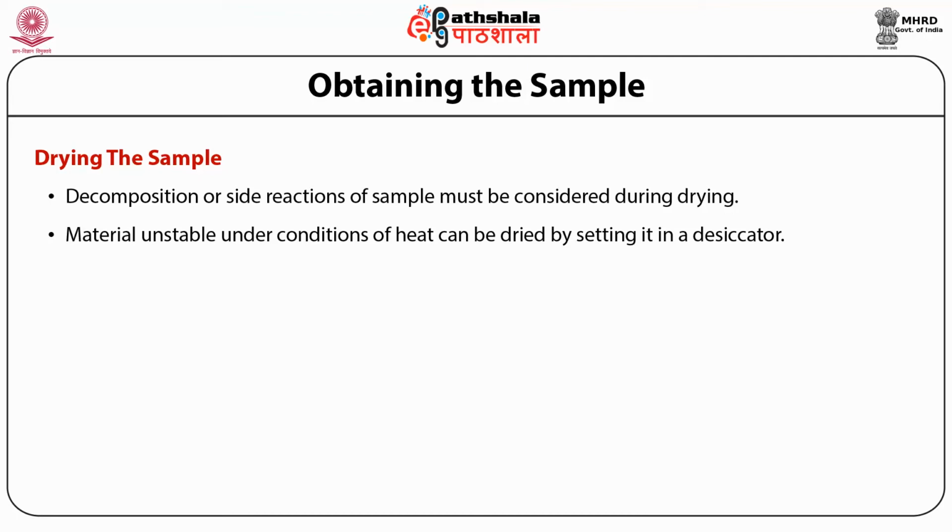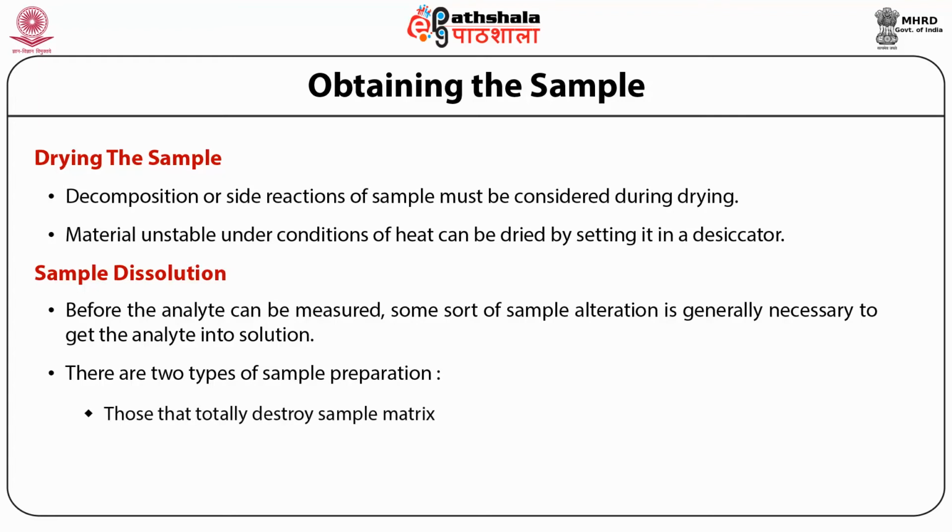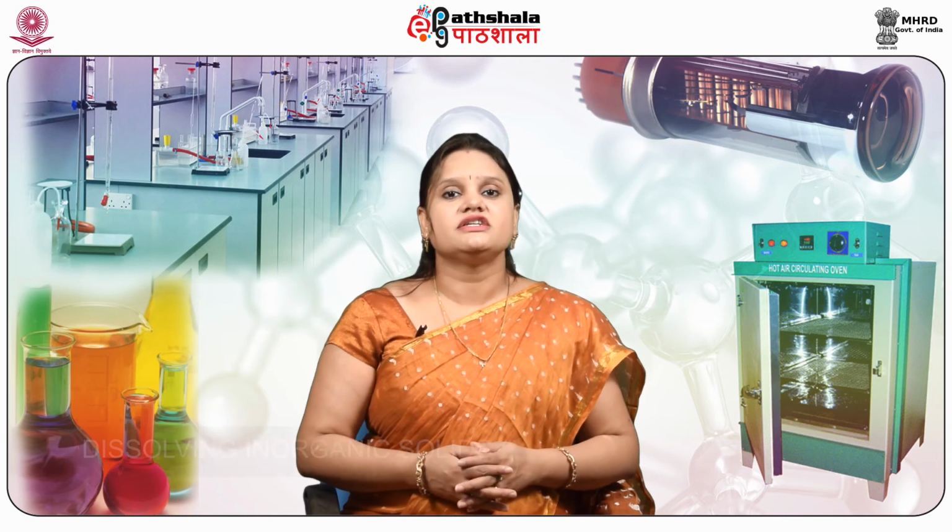The next one is sample dissolution. Before the analyte can be measured, some sort of sample alteration is generally necessary to get the analyte into solution, or for biological samples to rid it of interfering organic substances such as protein. There are two types of sample preparation. Number one, those that totally destroy the sample matrix, and number two, those that are non-destructive or only partially destructive.